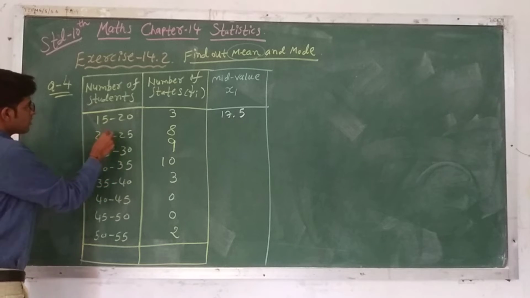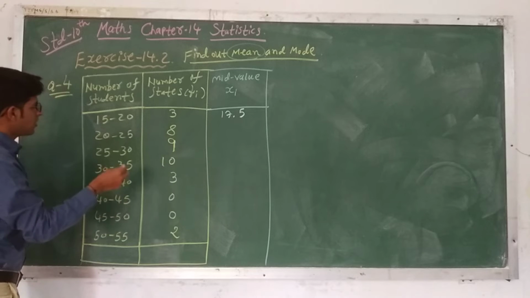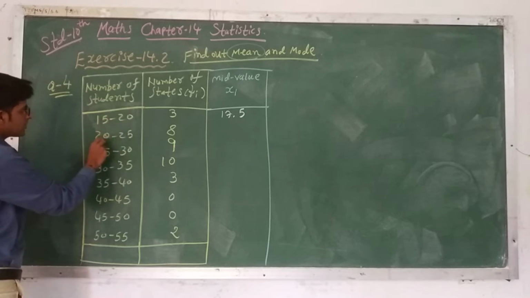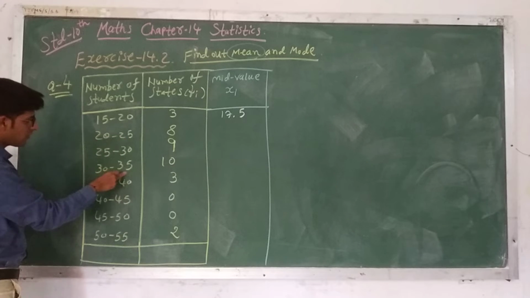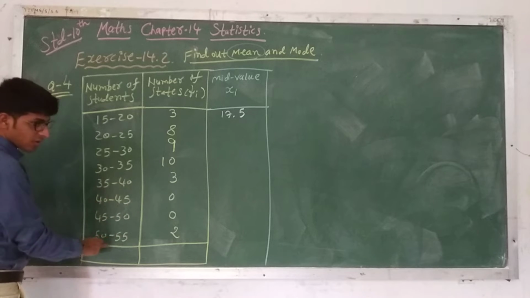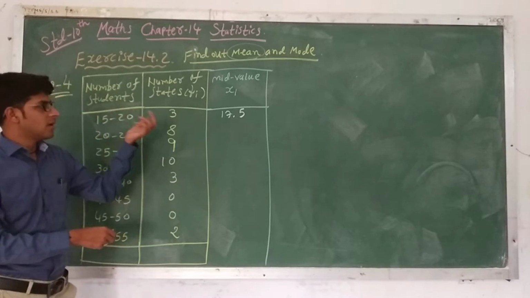Same thing, we have to find upper limit plus lower limit divided by 2. Otherwise, we can find it by adding the class length. So here we have to check whether the class length is the same or not. Here the class length is 5. Same thing, 20 to 25 class length is 5. 25 to 30, 30 to 35, 35 to 40, 40 to 45, 45 to 50, and 50 to 55. So the class length is the same, so we simply add the class length.